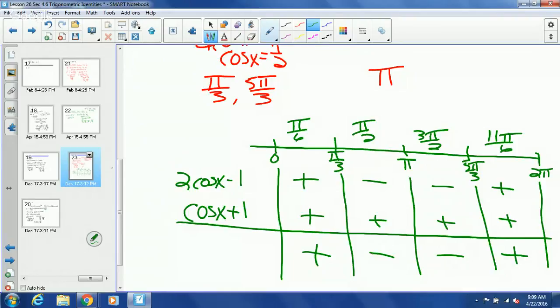If I go back to look at my original question, it says determine the intervals where it's positive and where it's negative. So that means you have to put it in interval notation, which takes you back a little ways. Well, let's do that real quickly.